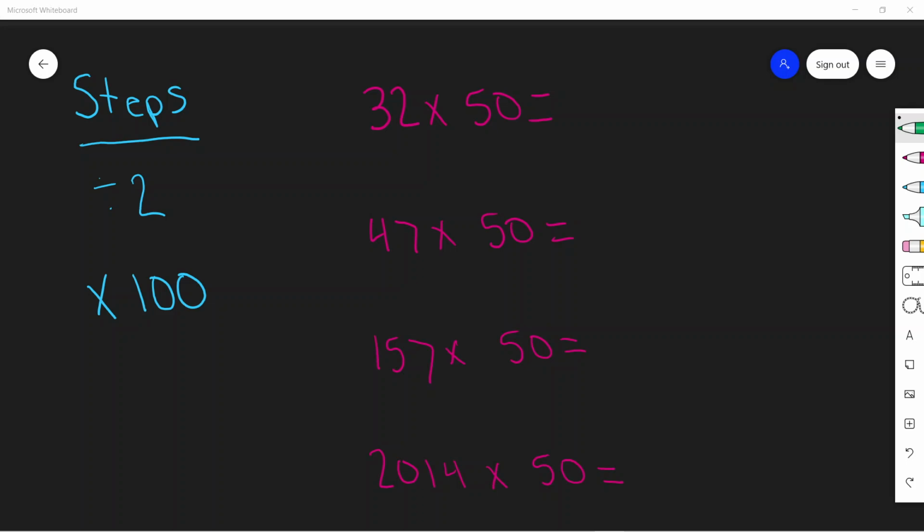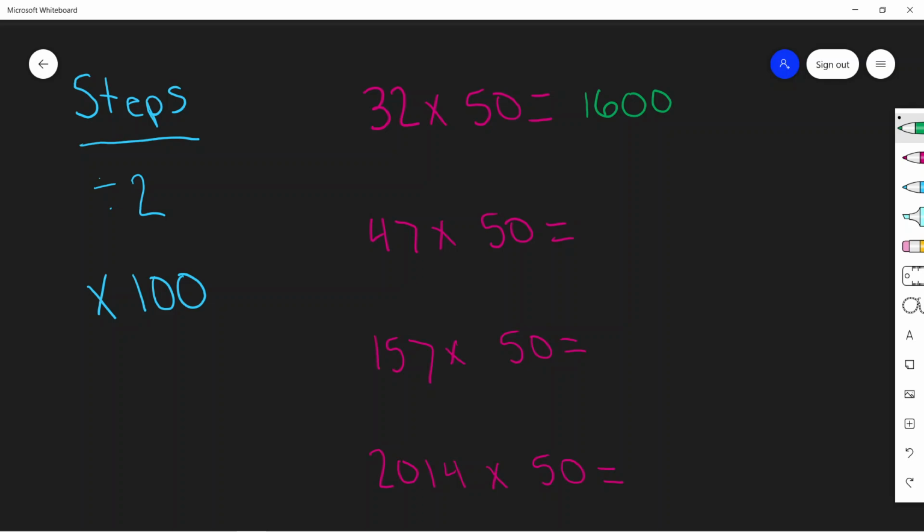So, 32 times 50. First, you would do 32 divided by 2, which would give you 16. And then you'd simply multiply 16 by 100, which is the same thing as moving the decimal point twice to the right. So doing so, you'd get 16 and then you add two zeros, or move the decimal point twice to the right, and you get 1600.